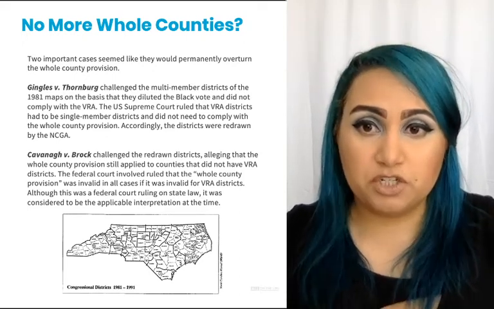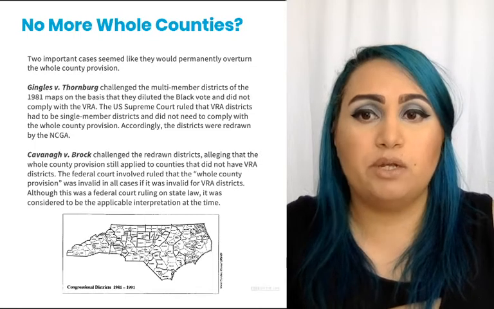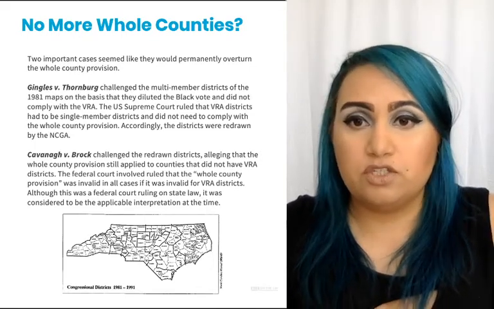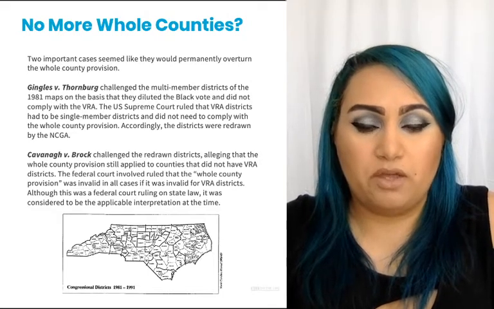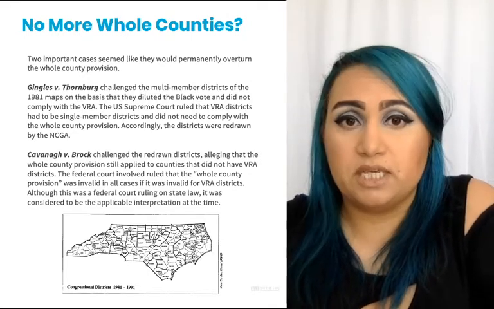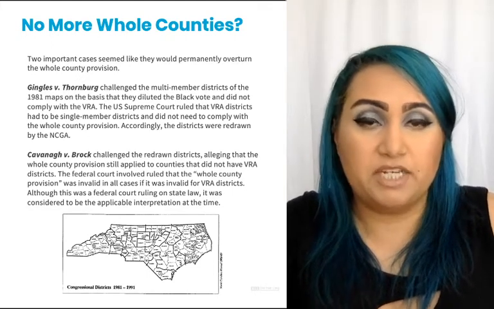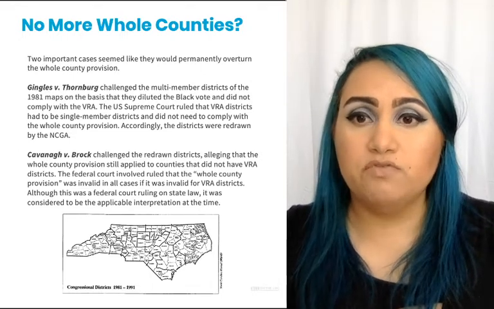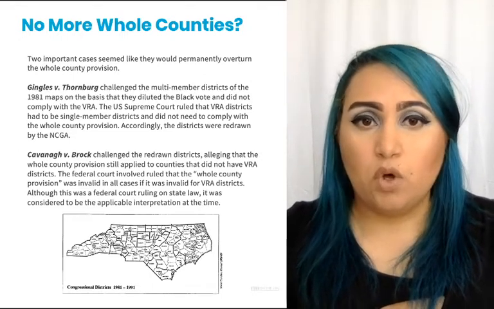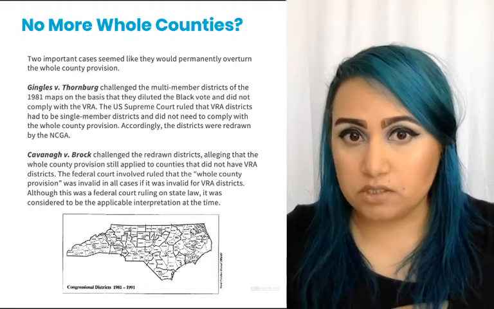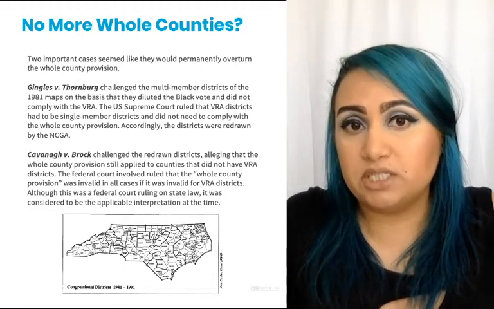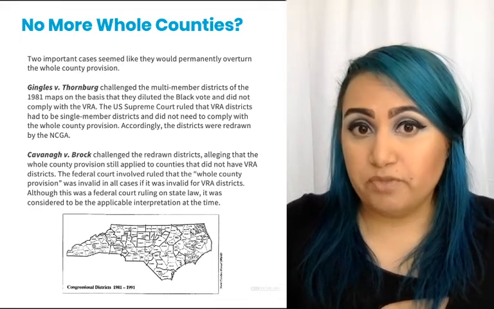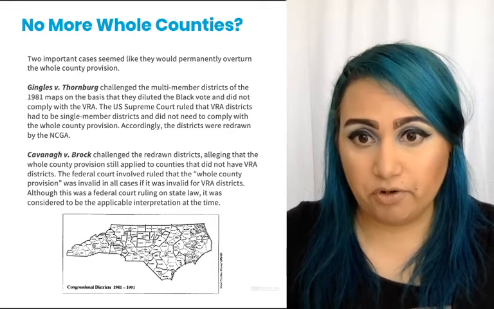So this case challenged those redrawn districts, alleging that the whole county provision should still apply to counties where there weren't VRA districts. So that the whole county provision doesn't apply to VRA districts, they conceded that, but that it should apply to everywhere else outside of that in the state. So the federal court that was involved in this case basically said the whole county provision has to stand or fall as a whole. So if it's invalid for VRA districts, it's invalid generally. So the whole county provision, according to the court, just shouldn't apply in general.